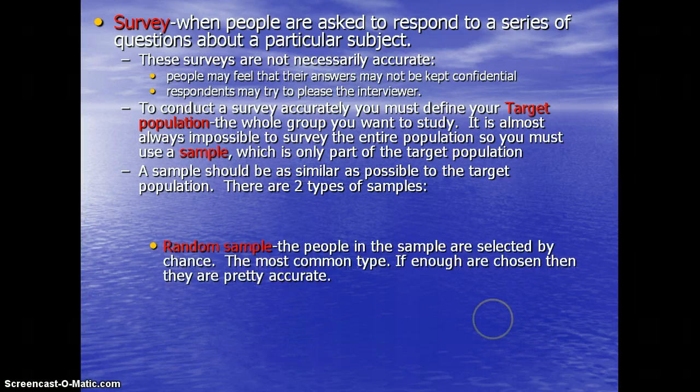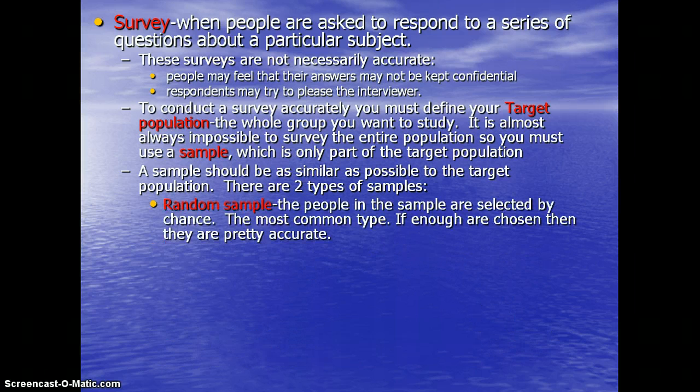There are two different types. The first one is random, and as it says, it is random. People are selected totally by chance. Maybe it's by the next 5 people in the hall. Maybe it is a computer that generates something out of social security numbers, or maybe a computer just makes random phone calls, and that's who you end up with. So it can be pretty accurate if you choose enough people.